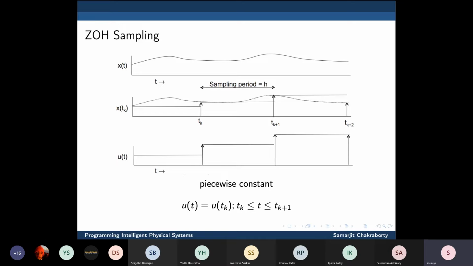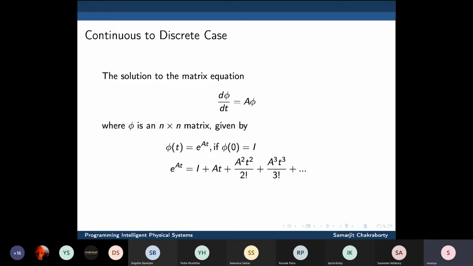So like I was explaining, your x, which was like this, is actually getting sampled at certain points of time, at t_k, t_k plus 1 like that. And similarly, your u is basically a continuous signal, but it's getting updated only at these values t_k, t_k plus 1, and inside any interval between t_k and t_k plus 1, that u value is always constant, right?